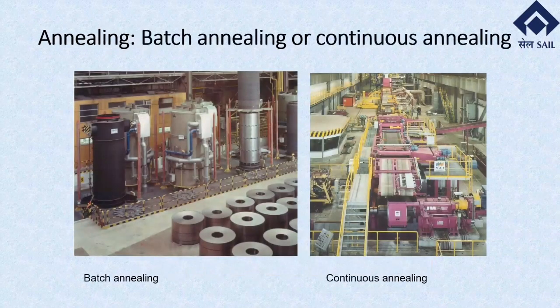These are two photographs of the annealing section. On the left hand side is batch annealing, which we have at CRM3, and the second is continuous annealing, a facility of our existing or old CRM complex, which we are using through the DCR route.